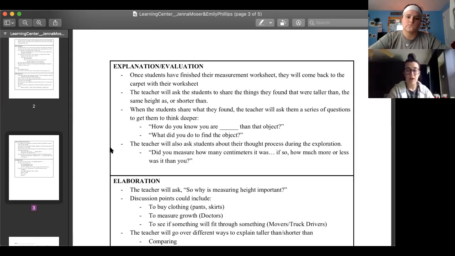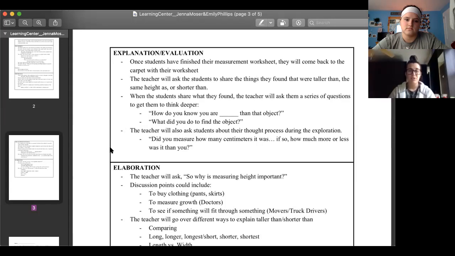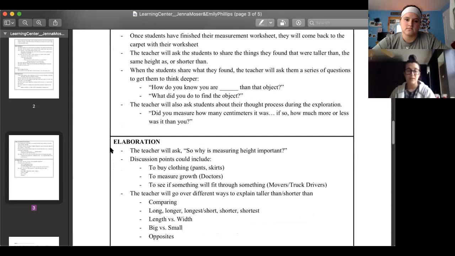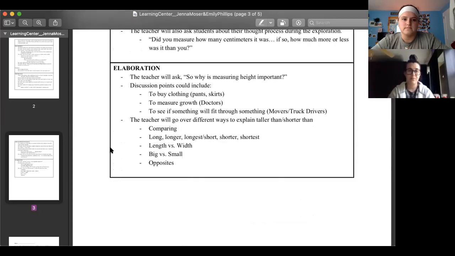And then also the teacher will ask students about the whole process while they're exploring this measurement activity. So for example, did you measure how many centimeters it was? If so, was it more or less? So just questions like that to get the students to think deeper about the activity.